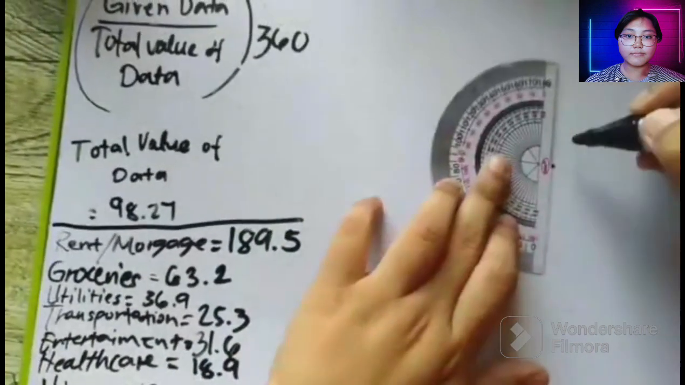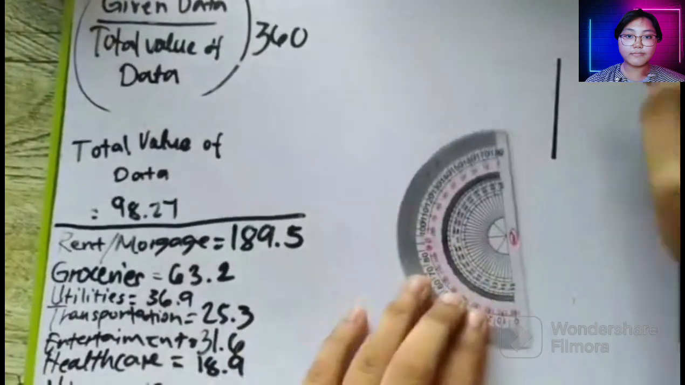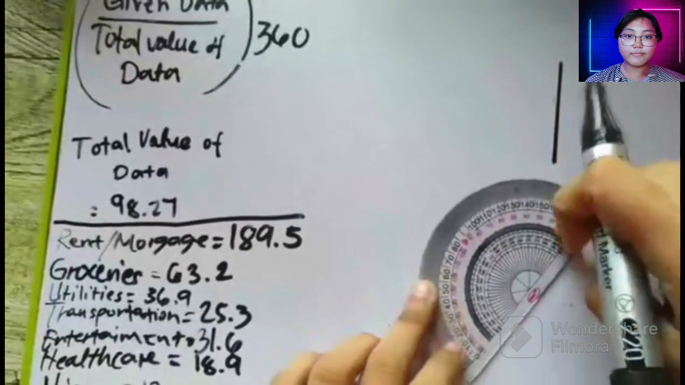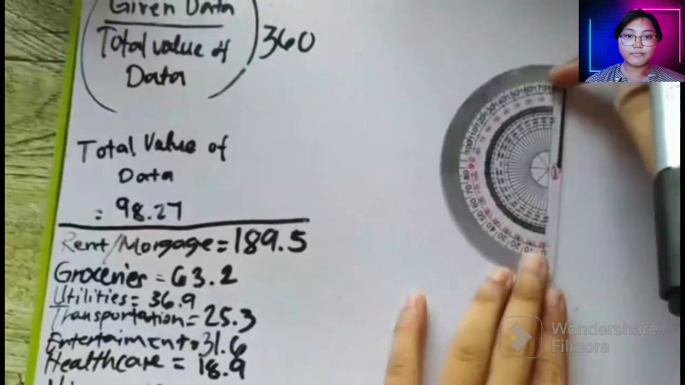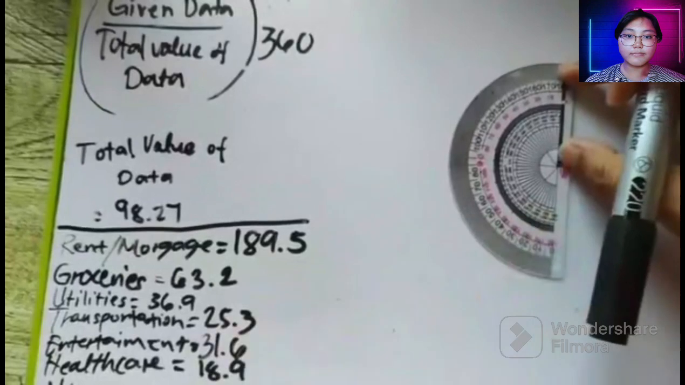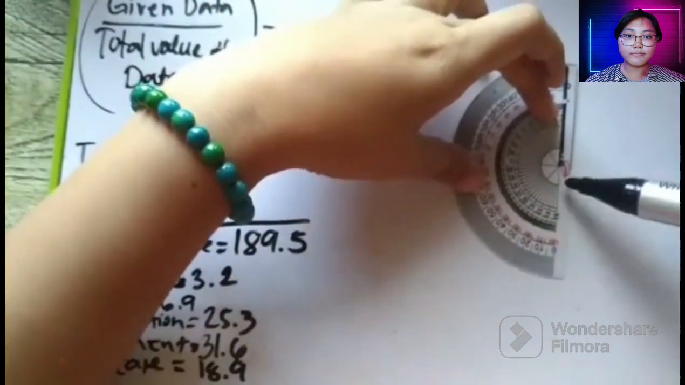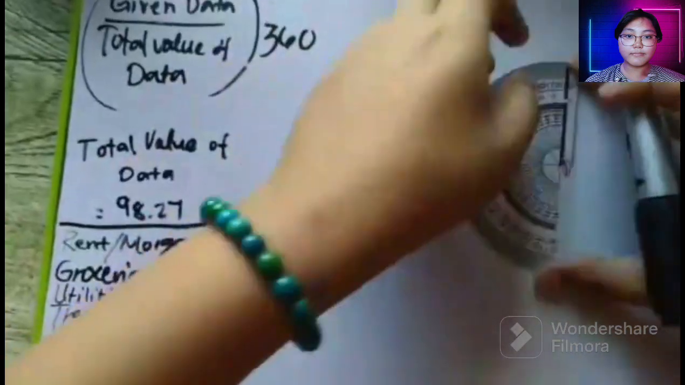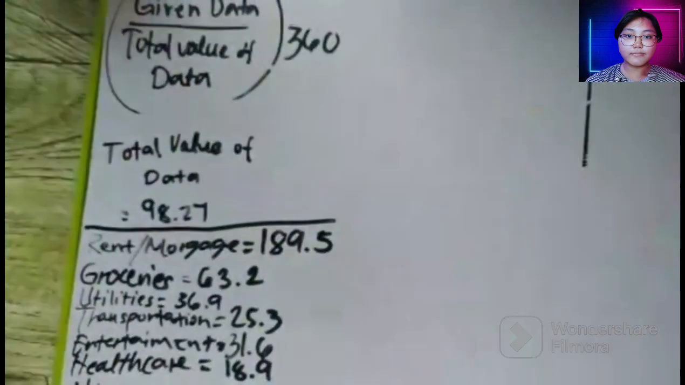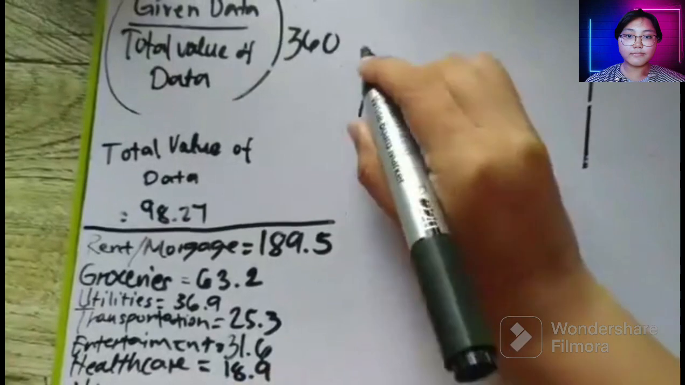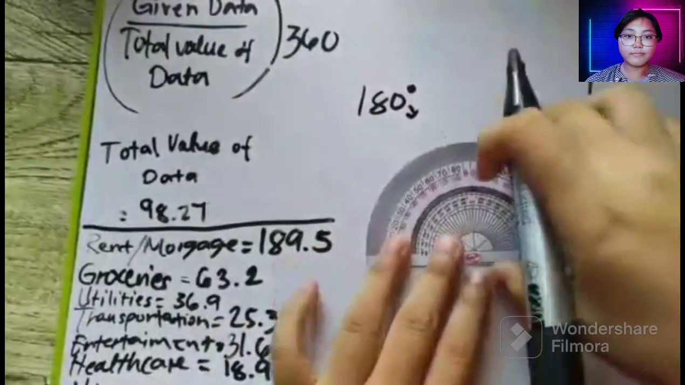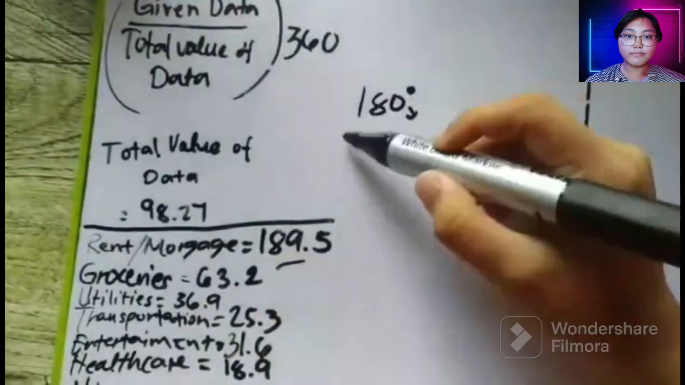Now that we're done, we can start on creating the pie chart. We can use the protractor as a guide to create the angles of each data or each expense. Here, let's use the angle for the rent or the mortgage. So the angle for the rent or mortgage is 189.5 degrees, which is more than 180 degrees of the protractor.